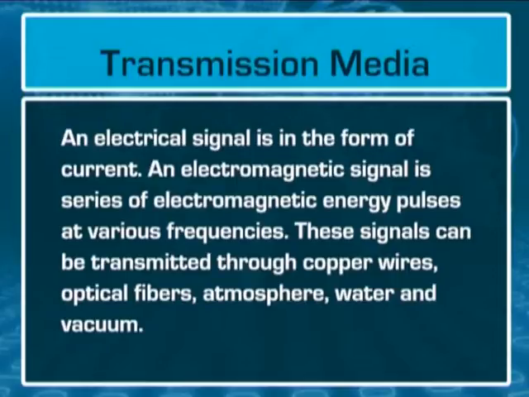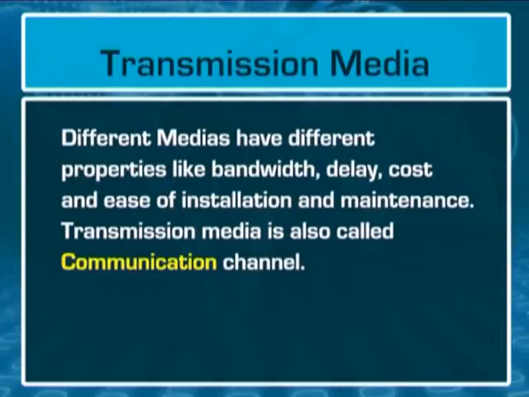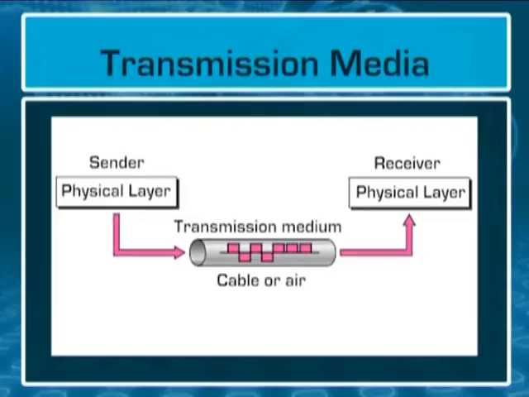These signals can be transmitted through copper wires, optical fibers, atmosphere, water and vacuum. Different media have different properties like bandwidth, delay, cost and ease of installation and maintenance. Transmission media is also called communication channel. The figure shows the position of transmission media in relation to the physical layer.